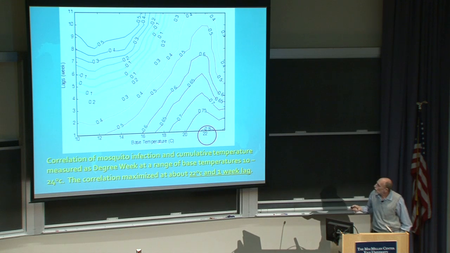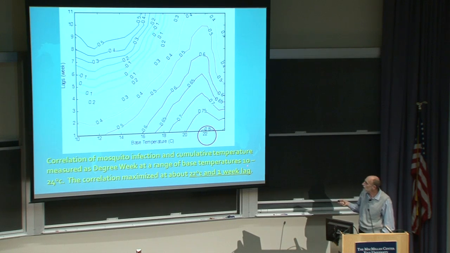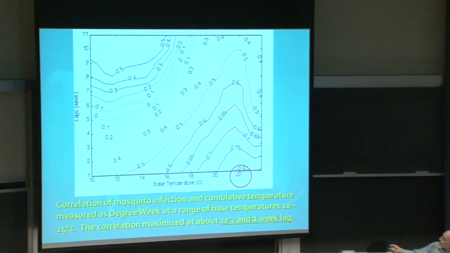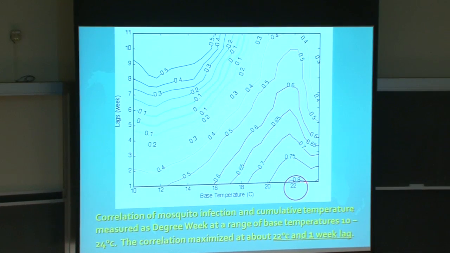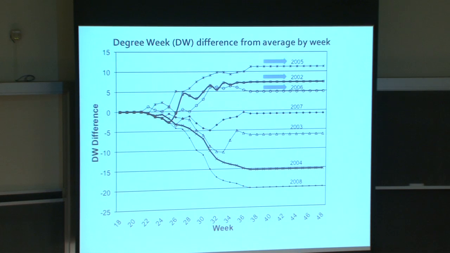If we try to correlate mosquito infection with cumulative temperature as a degree week, we found out that the correlation was maximized at a base temperature of 22 degrees and a 1-week lag. So really not very much of a lag, actually. As far as prediction, it would be nice if it was later.